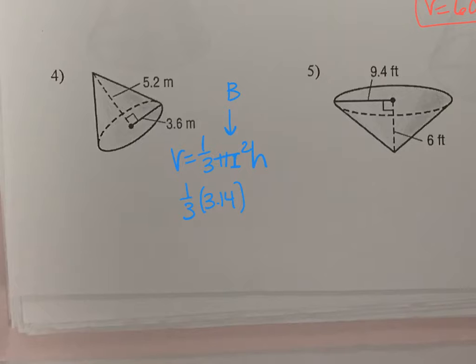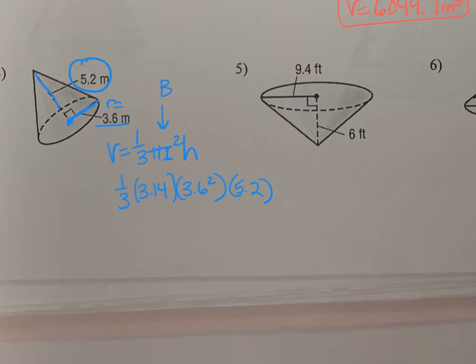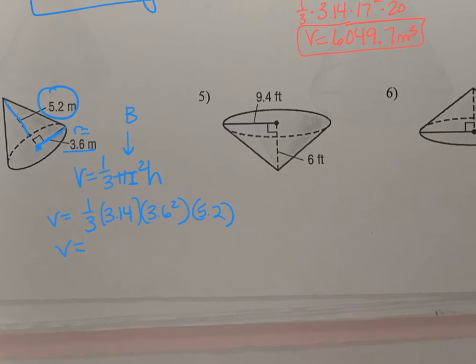Radius squared, so they gave us the radius. They just have a line halfway across the circle. That means that's our radius. So 3.6 squared, and then they gave us our height of 5.2. Okay, so you'll plug all that into the calculator, come back here in a second and see if you get the same answer as me. You should.